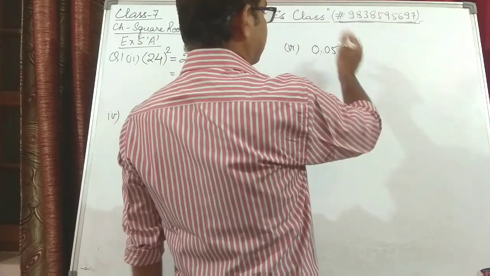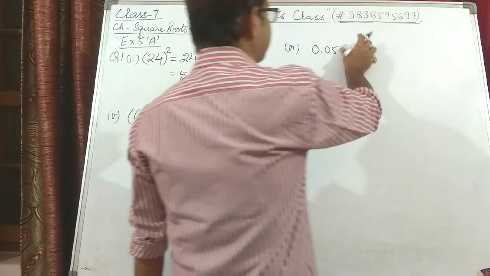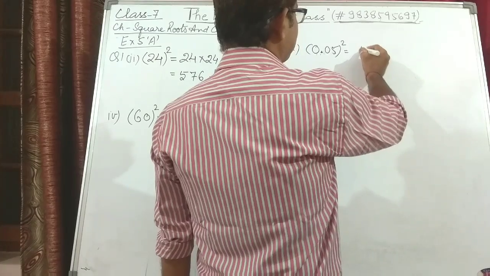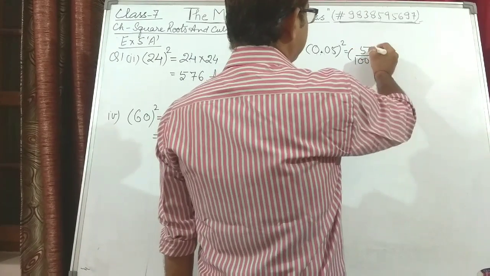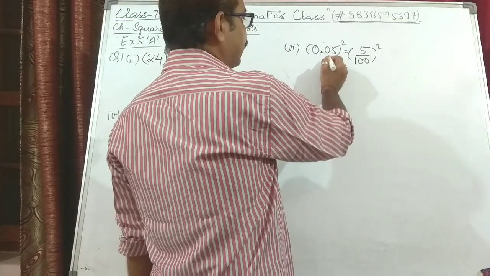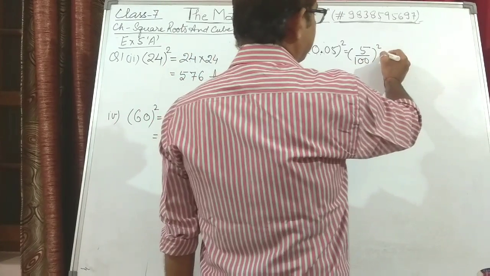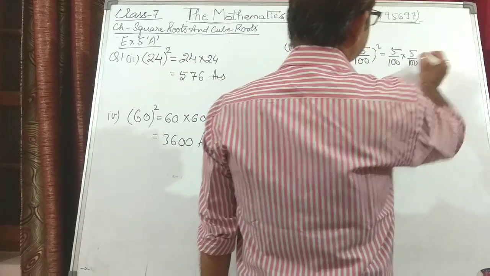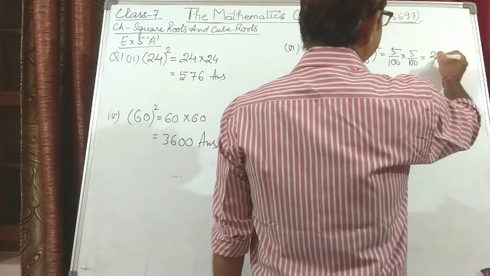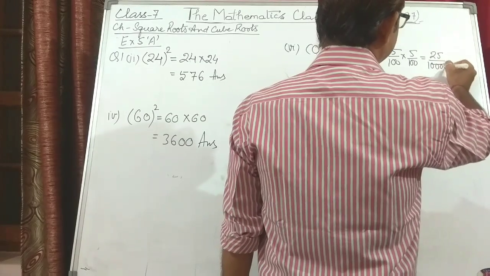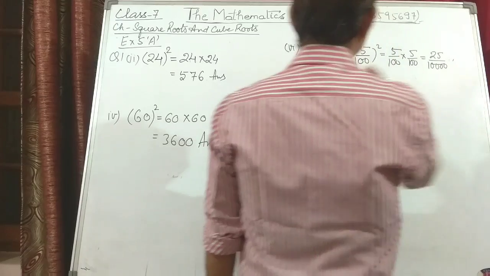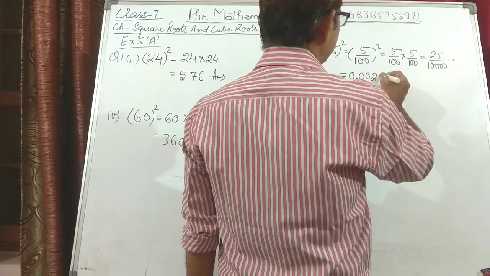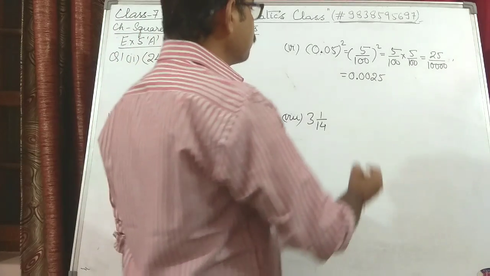Now we have to find out the square of 0.05. It has two methods. Either you write it as 5 upon 100 to the power 2. When you remove the decimal, 1 will be in the denominator, and since there are 2 digits, so 2 zeros. So 5 upon 100 into 5 upon 100. When you multiply the fraction, numerator into numerator is 5 into 5 is 25 and 100 into 100 is 10,000. So this can be written as 0.0025.